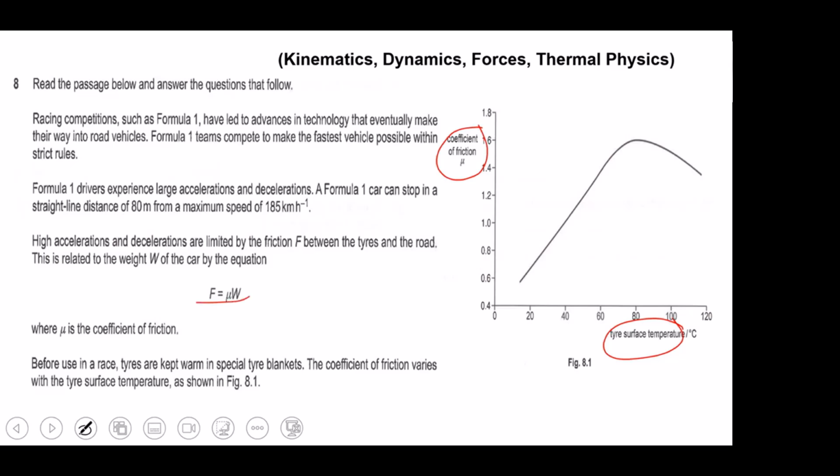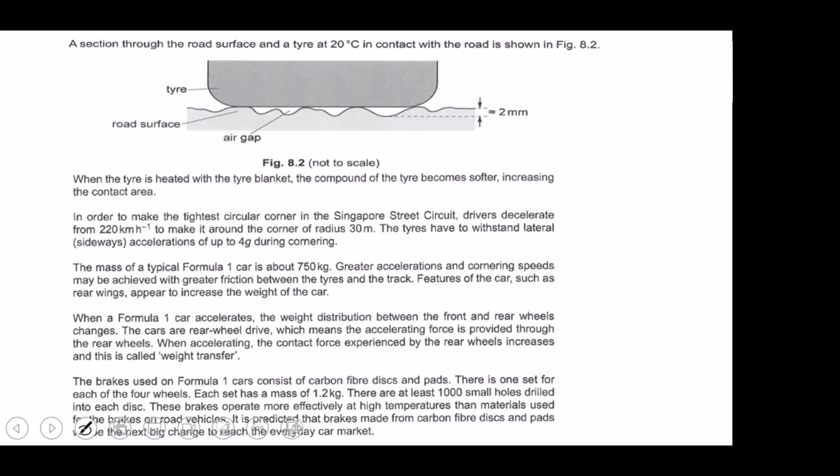So they give you a formula F equals mu W. Okay, there's a diagram of how the tire looks. Right? There are some gaps in between the tire and the surface, which you are asked about later on. So when it's hot, we all know that it's very hot during an F1 race, this increases the surface contact area. Okay, going around a tight corner, they will decelerate. Acceleration is up to 4g. The typical mass of an F1 car is about 750 kg.